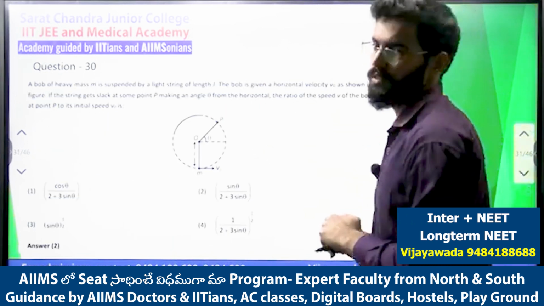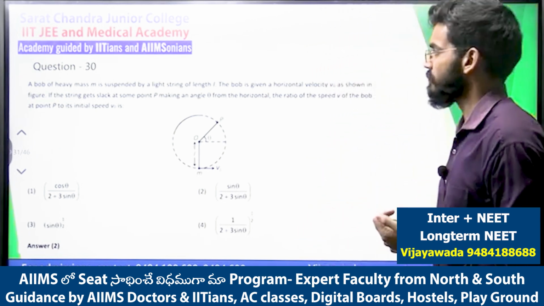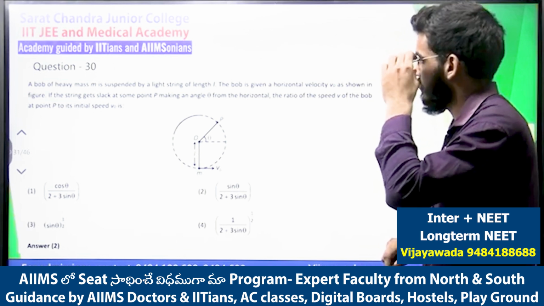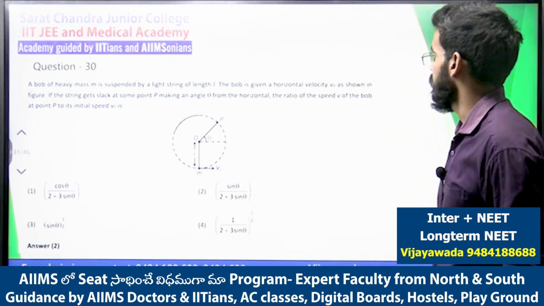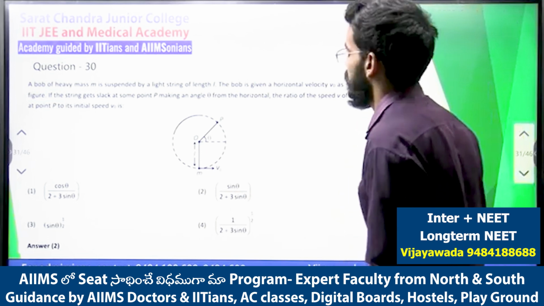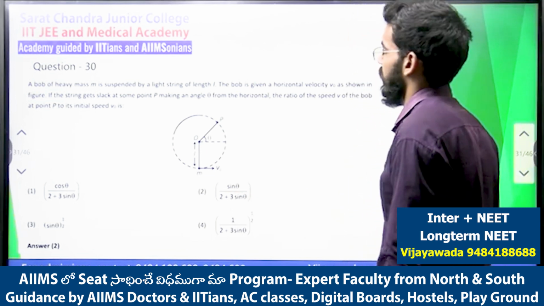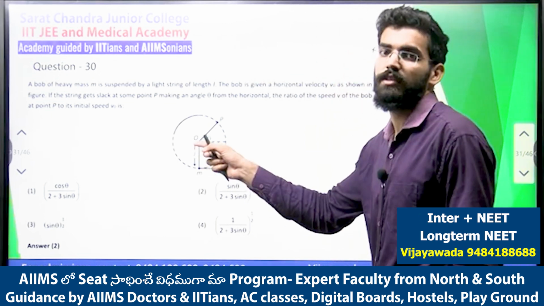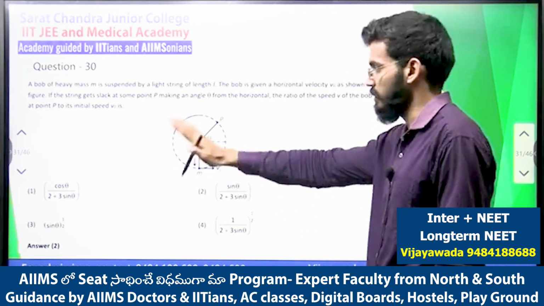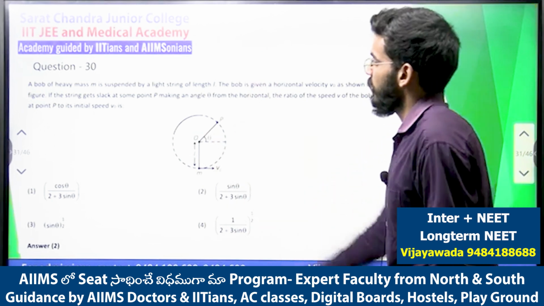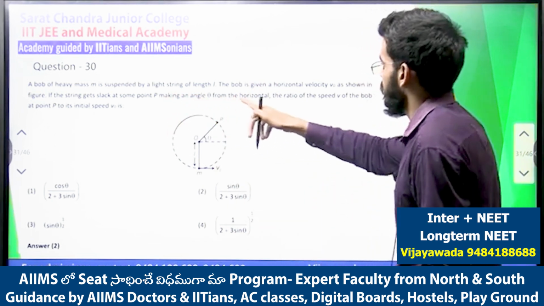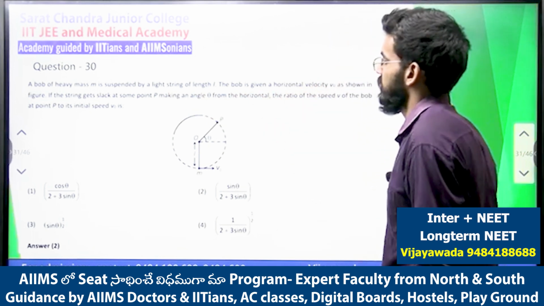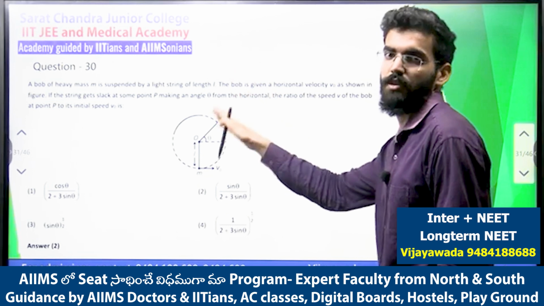Next, this question was very easy. Circular motion question. A bob of heavy mass m is suspended to a light string of length L. The bob is given a horizontal velocity v naught as shown in the figure. If the string gets slack at some point P, slack means tension got 0, right? So who is providing centripetal force? The mg component. That we have written in the notes. If the string gets slack at a point P making angle theta from the horizontal, find the ratio of the speed of the bob at point P to its initial speed V0. Here the speed is VP, or V only, you assume.